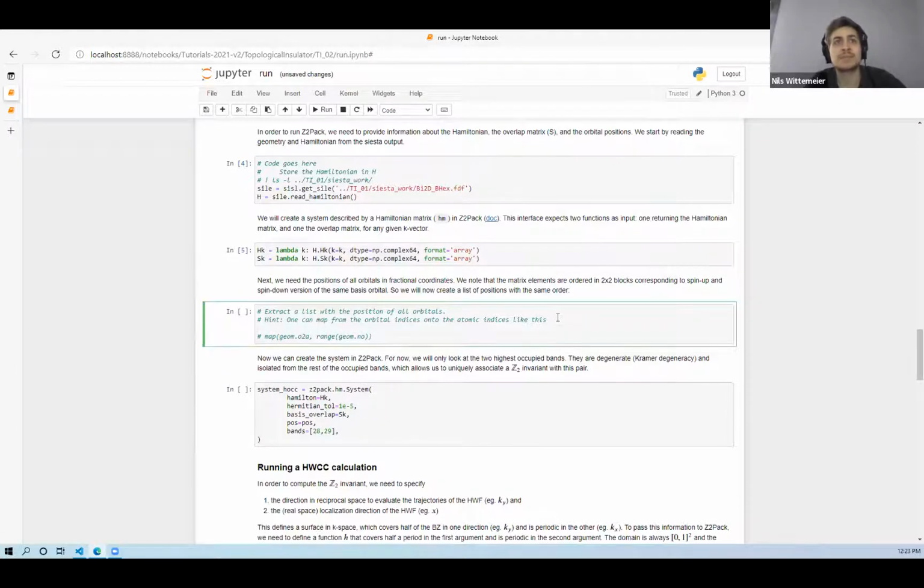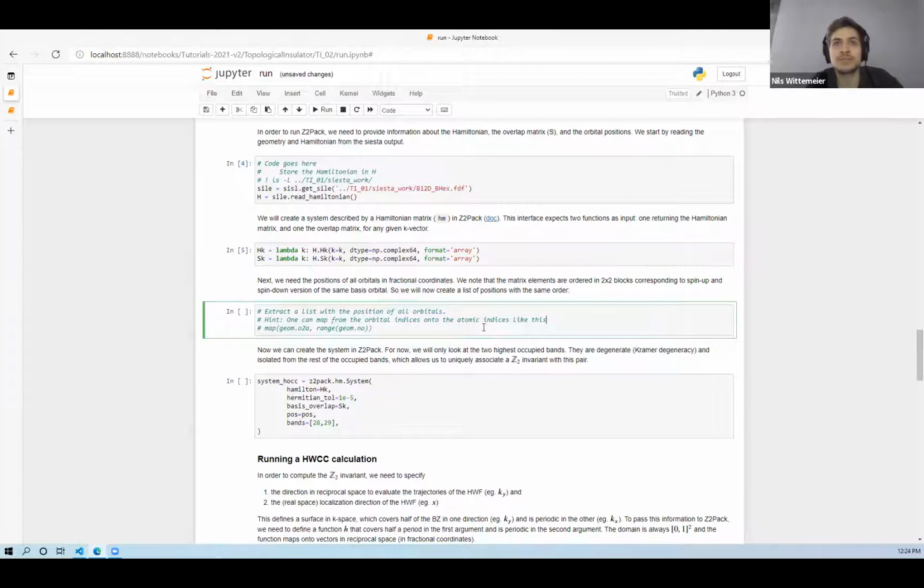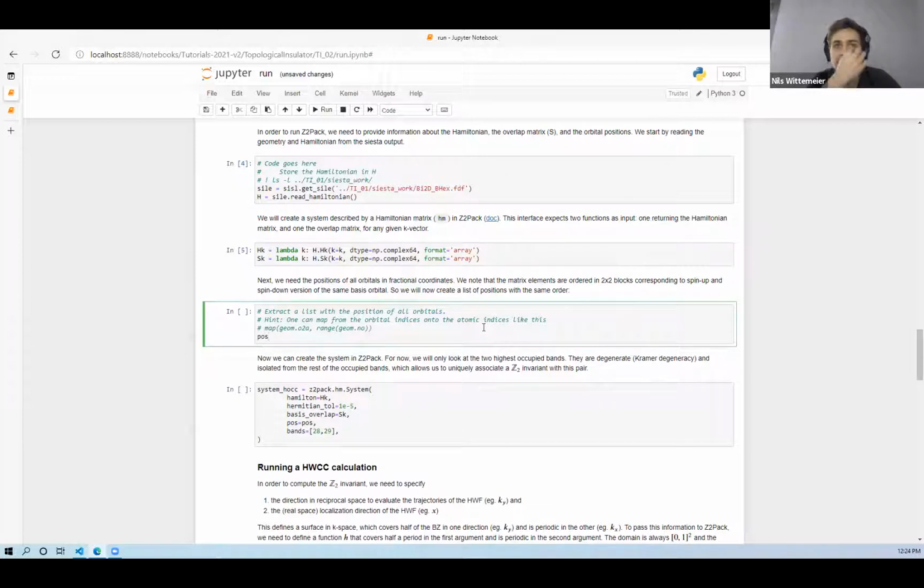Then there's one other ingredient that we need before we can get started, and that's the positions of all the orbitals. These are needed by the Z2PAC code. And for that, you can use a map like the one that we have indicated here in the hint to calculate these.